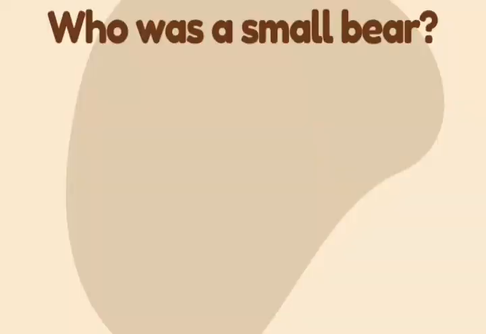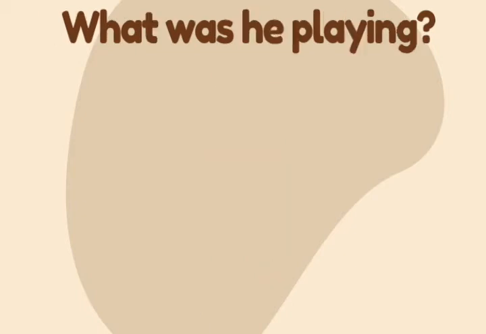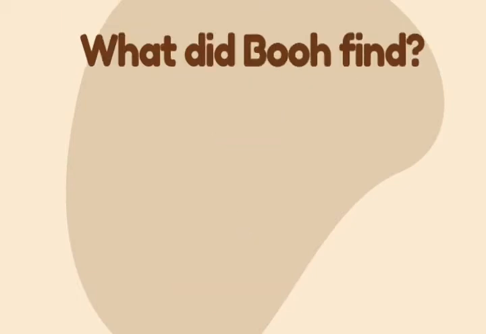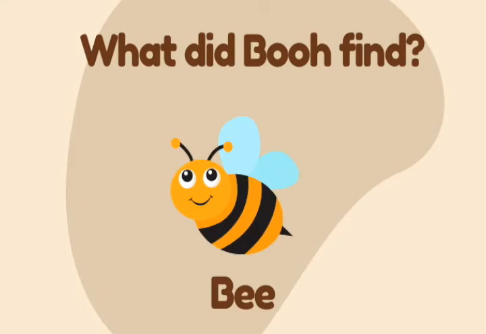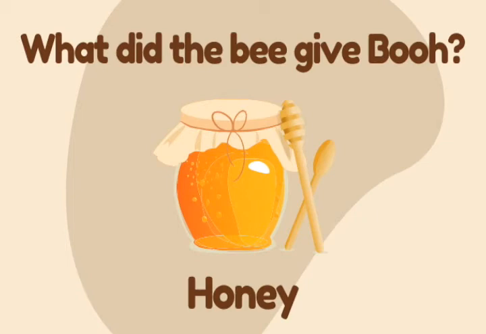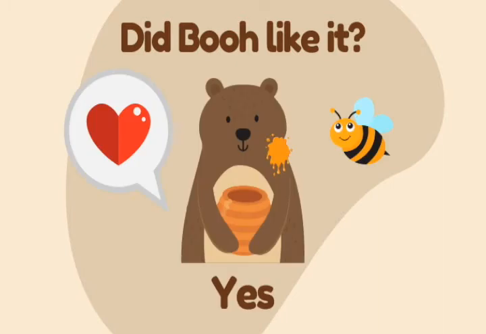Get ready. Number 1. Who has a small bear? Correct. It is Boo. Number 2. What was he playing? Yes, he was playing with a balloon. Number 3. What did Boo find? What did he find? It is the bee. And number 4. What did the bee give Boo? Honey. Very good. Number 5. Did Boo like it? Yes, he liked the honey.